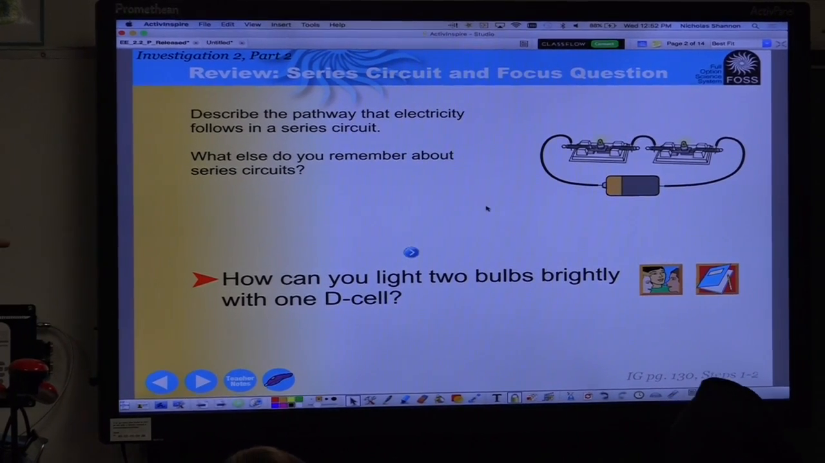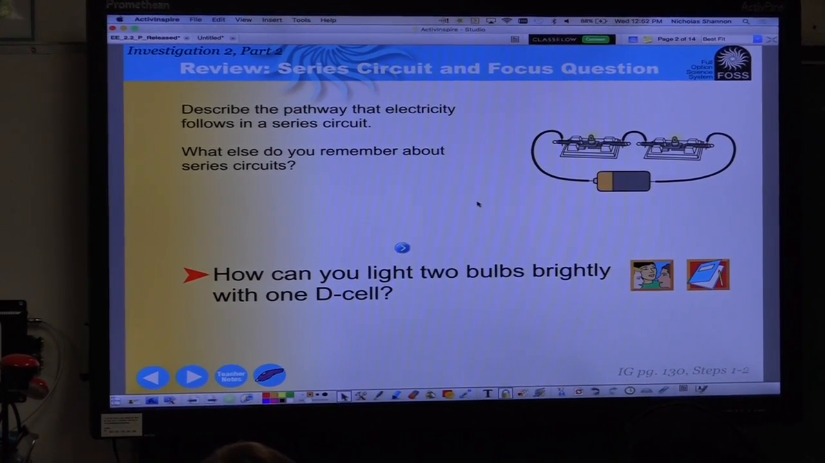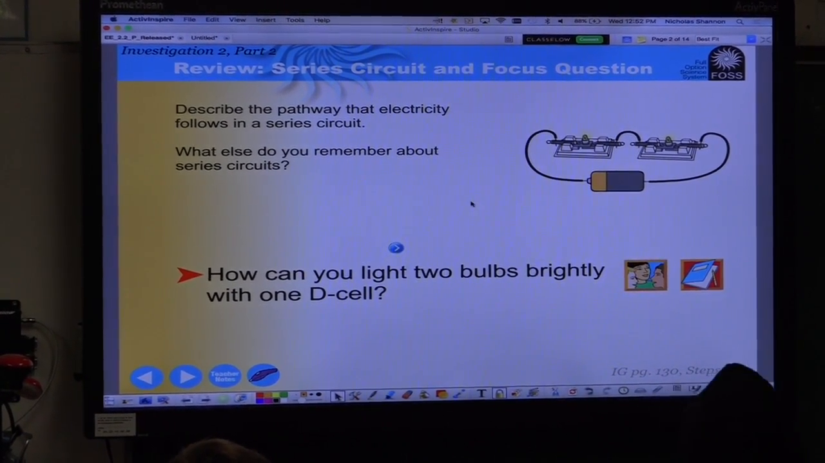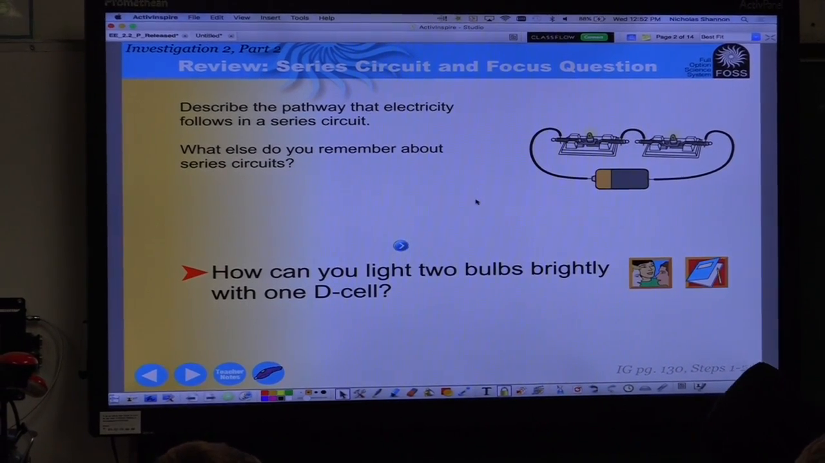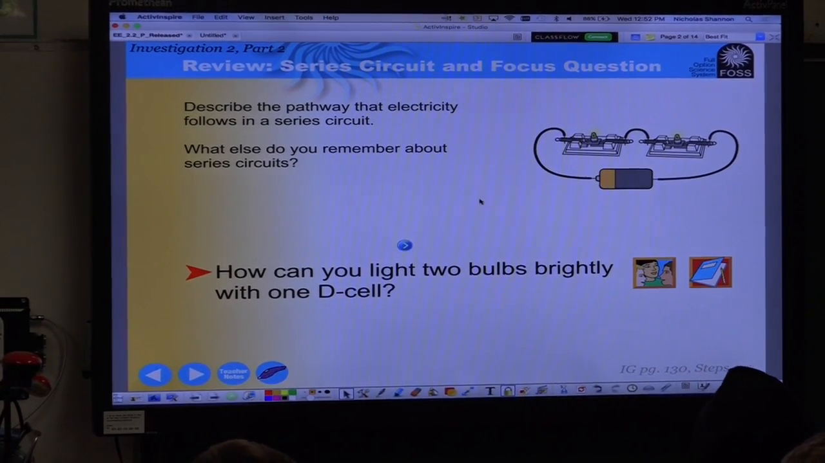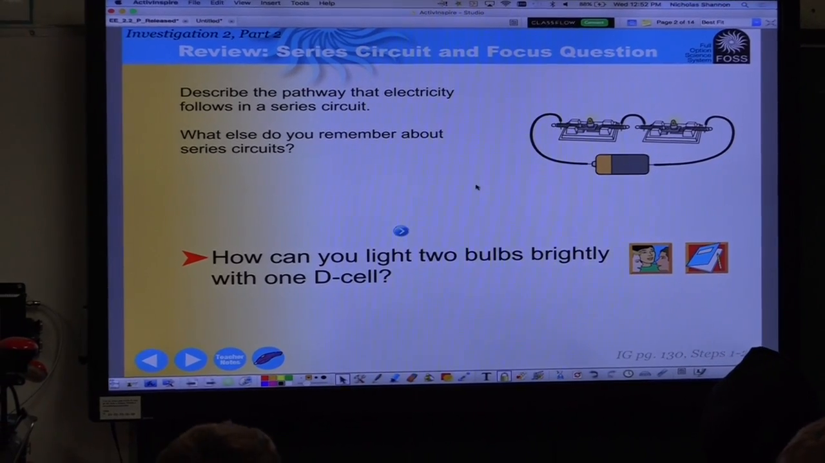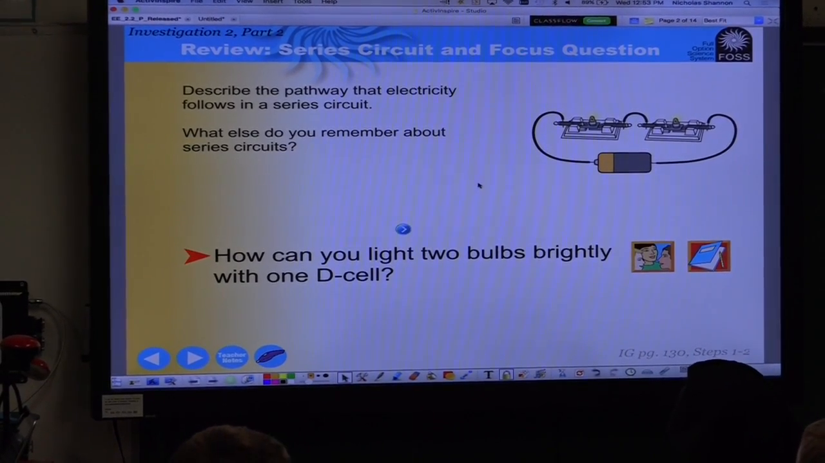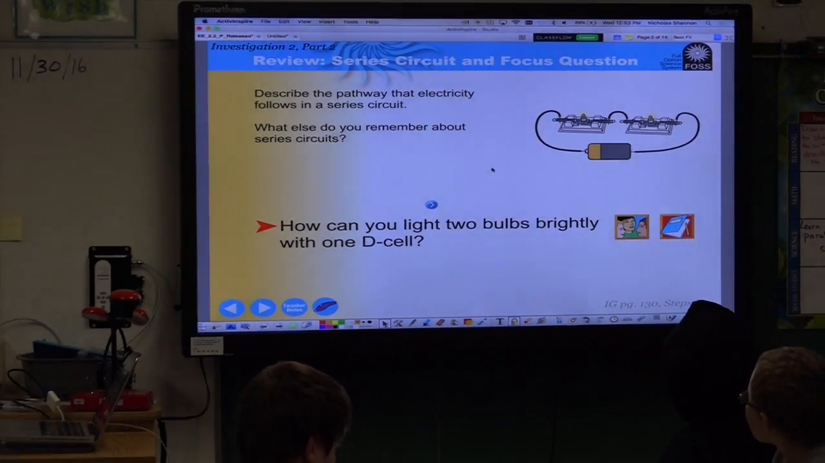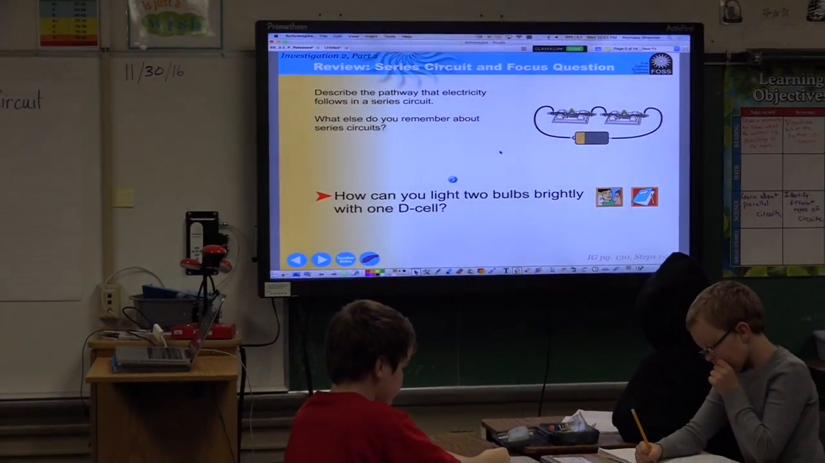So write this down. This is your focus question. The focus question from yesterday was very similar, but it's a little different, with 2 bulbs and one D-cell. So write down your focus question.